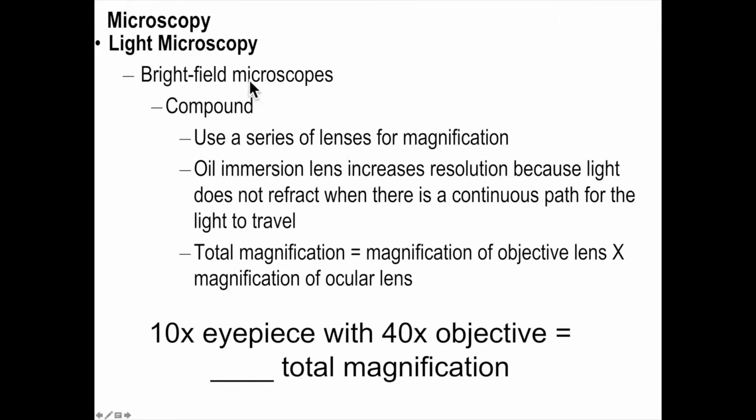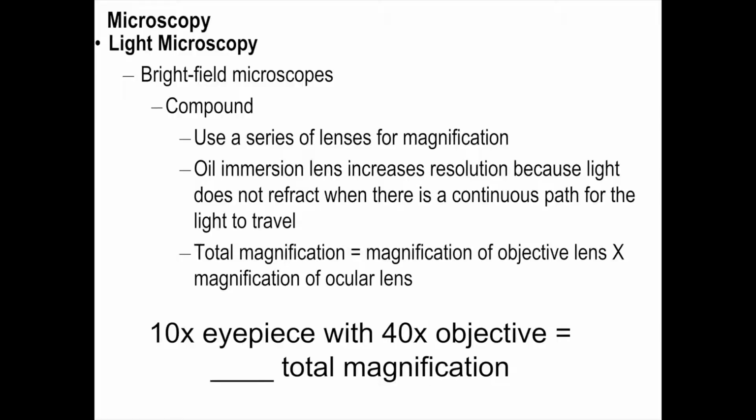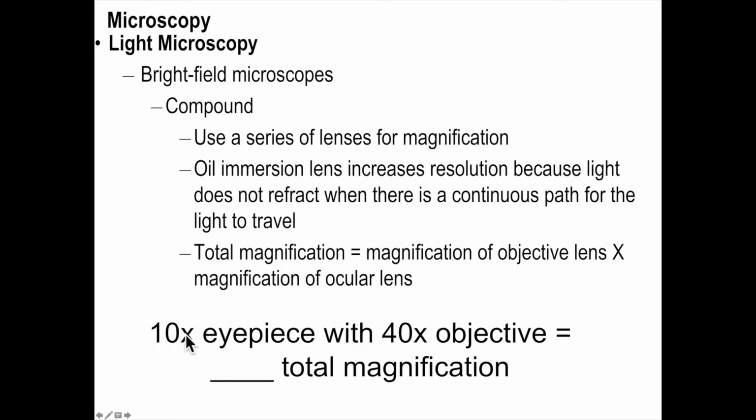Let's look at some basics about a bright field microscope. Compound microscope just means it has a series of lenses for magnification. Down here, you have an objective lens, which we'll talk about, and the ocular lens, which is the eyepiece. You always multiply these. If you have an eyepiece that gives you 10 times magnification and an objective that is 40x, you multiply those. You don't add them. So the final total magnification would be what?